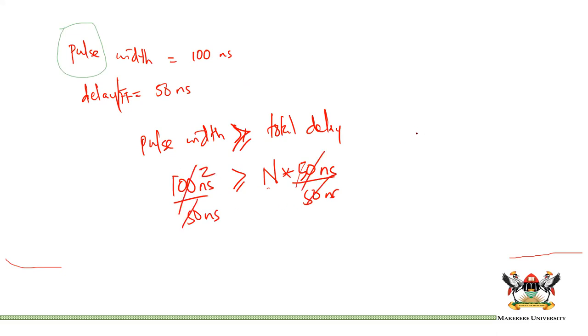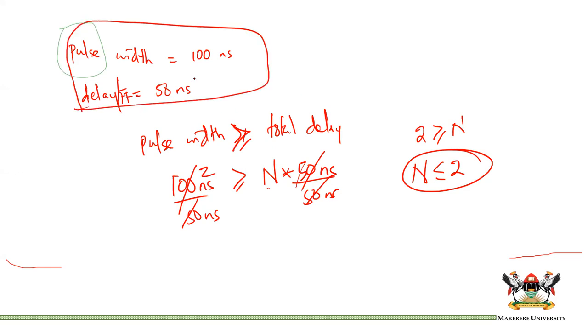This is 2, meaning that 2 should always be greater than N, or so to speak, N should always be less than or equal to 2. So if I have a scenario like this, where my pulse width of the clock is 100 nanoseconds, but the delay per flip-flop is 50, I can only construct a mod 4 counter, a counter that has only 2 flip-flops.